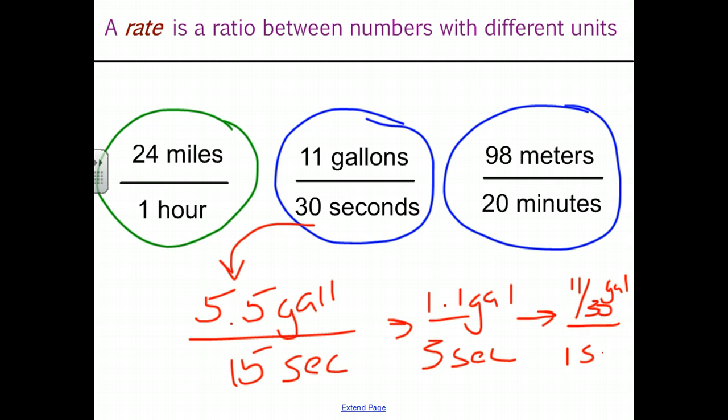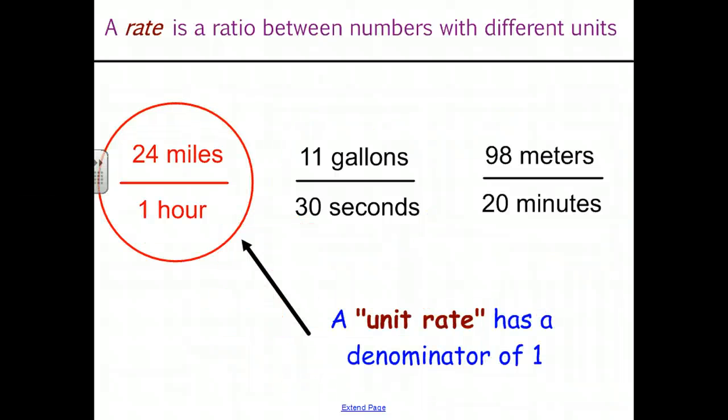per 1 second. And this idea of 1 second is a very interesting case because now we can find out how much water travels into this bucket at 11 gallons in 30 seconds for pretty much any amount of time that we want, because we now have it down to its simplest unit, 1 second. In 24 miles to an hour, we have this down to its simplest unit of change, 24 miles per 1 hour. 98 meters in 20 minutes, if we divided both by 20, we could end up with a meters per minute comparison, per 1 minute. And that is a special type of rate called a unit rate.